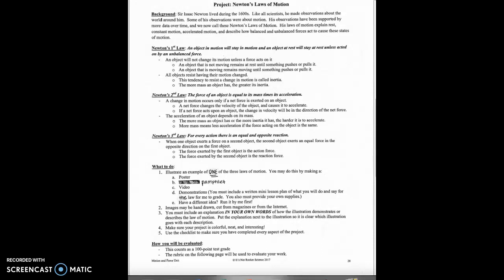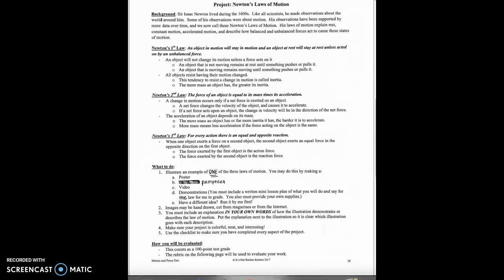Now the second law is the force of an object is equal to its mass times its acceleration. So acceleration depends on the mass of an object. The more mass an object has, the more inertia it has, which means the harder it is to accelerate. Think about when you're pushing a car. It's going to be a lot harder to push a car than a chair because the mass of the car is much more than the mass of the chair. So you're going to have more inertia, which takes more of a push, in order for it to accelerate.